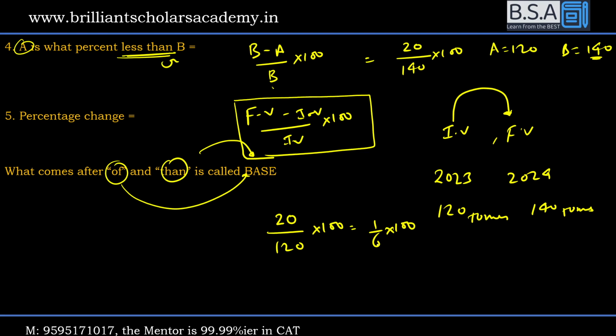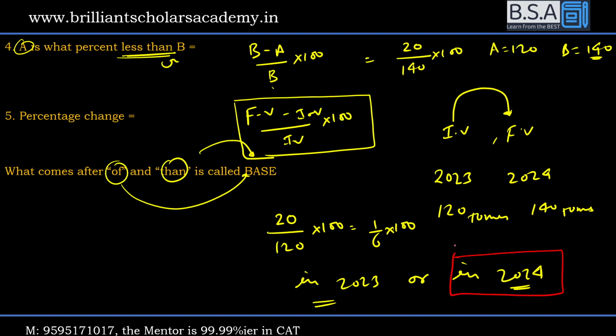Always the change is assigned to the next year. The change is assigned to the next year or the final year. If the value was declining, let us say this was 120 tons and this was 110 tons, that will be a negative percentage change. When the final value is more, it is a positive change. When the final value is less, that is the negative change or percentage decline. Common sense, common observations. Increase will always have a positive sign. Decrease will always have a negative sign.